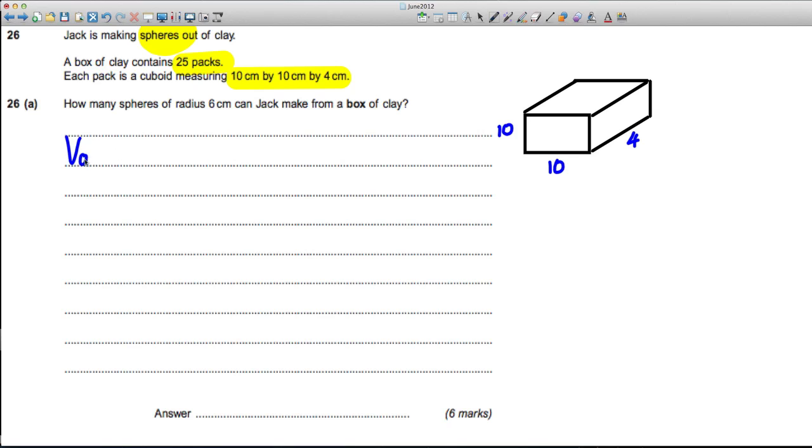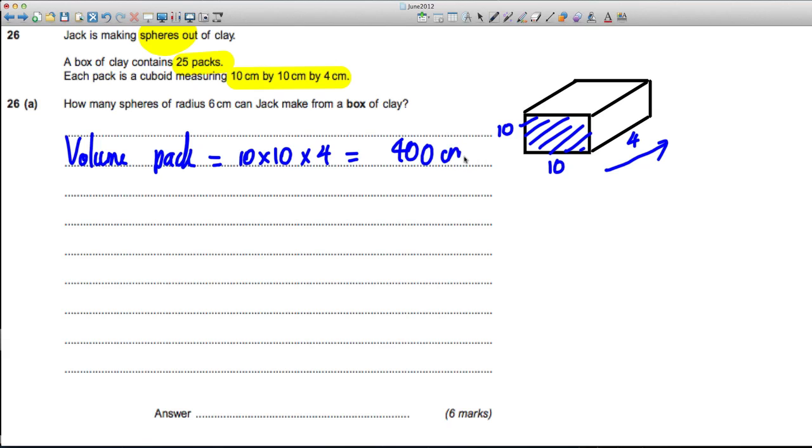So the volume of a pack must be 10 times 10, which is the area of the front of the shape, multiplied by the depth. So it would be 10 multiplied by 10 multiplied by 4, which is 400 centimetres cubed, right? Now, for the total volume, we've got 25 packs, so 25 packs must have volume 25 multiplied by 400 centimetres cubed, which is 10,000 centimetres cubed.